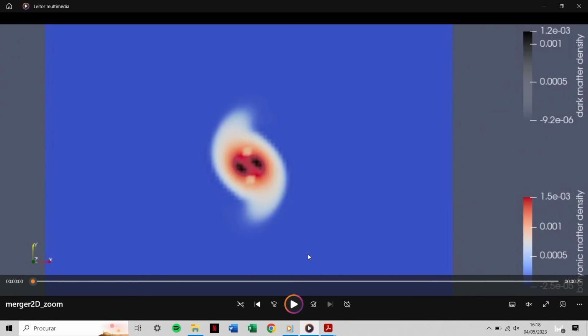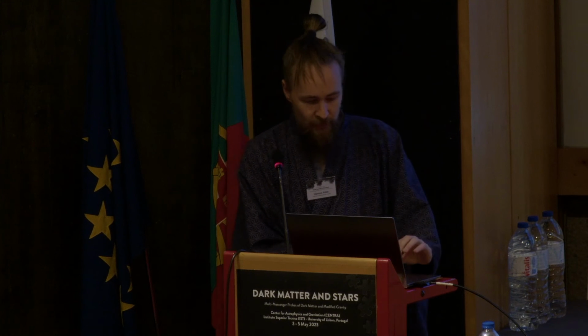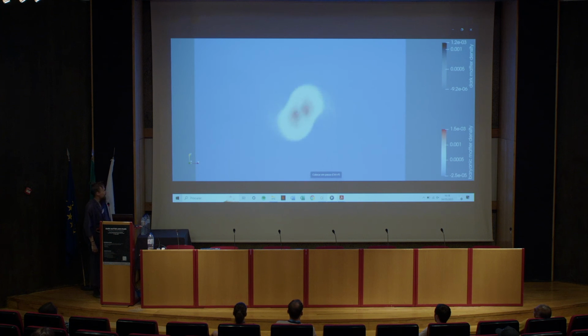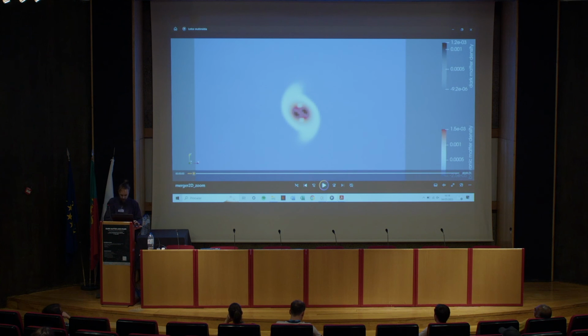But now I also want to draw your attention. This is now the merger phase. The baryonic matter has already merged. But what you see is that the rotational velocity of the dark matter cores is different from the rotational velocity of the baryonic matter. If you look closely, it's a little bit faster. And that means the dark matter should emit gravitational waves that have a different frequency than the baryonic remnant.